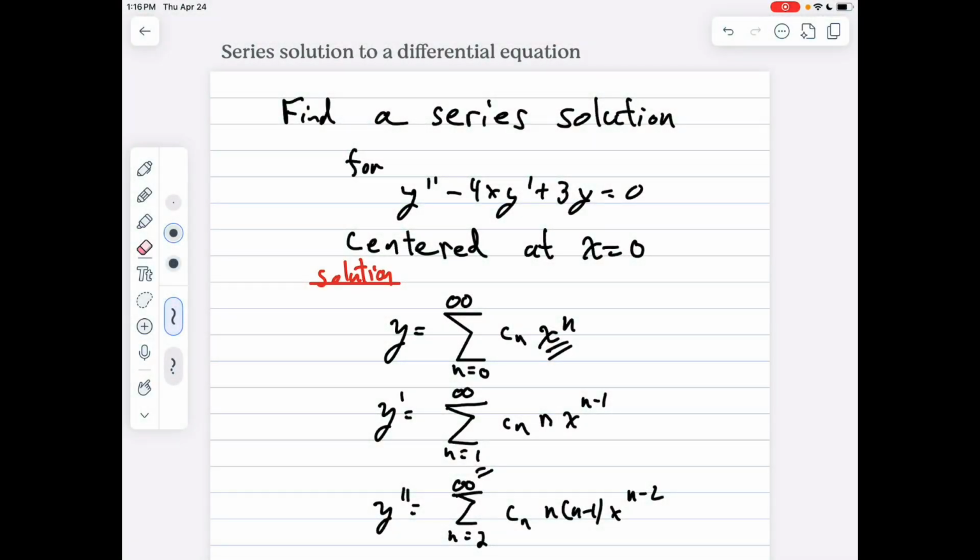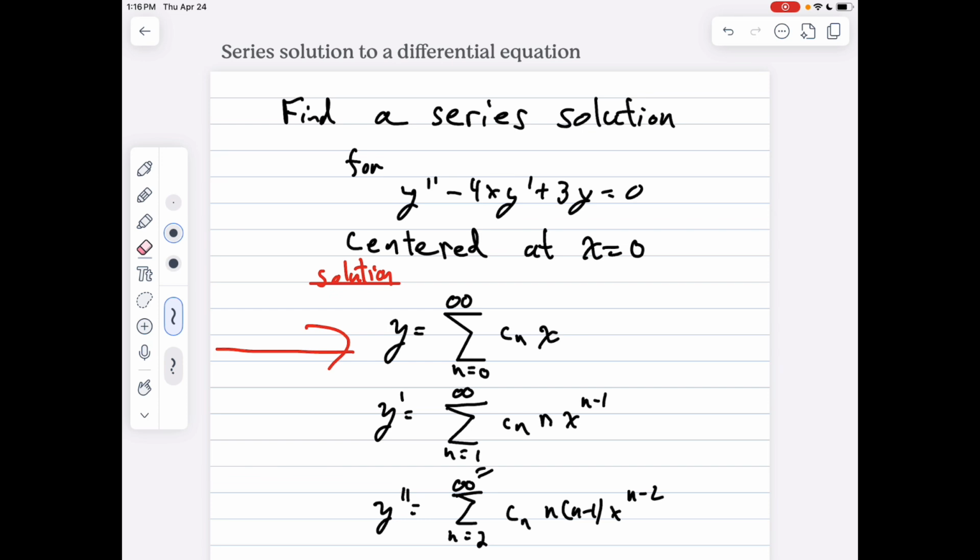Everyone, so today we're going to find a series solution for y double prime minus 4xy prime plus 3y equals 0, centered at x equals 0. First of all, we're going to take on the expression y equals sigma going from 0 to infinity, c_n x to the n here.